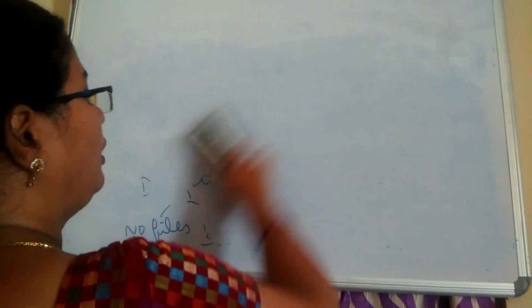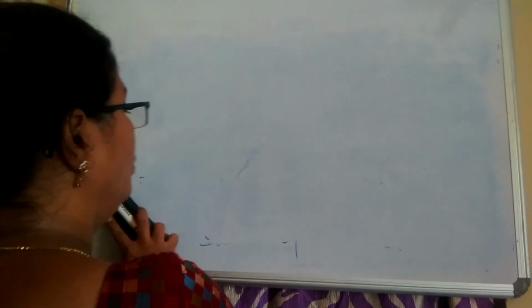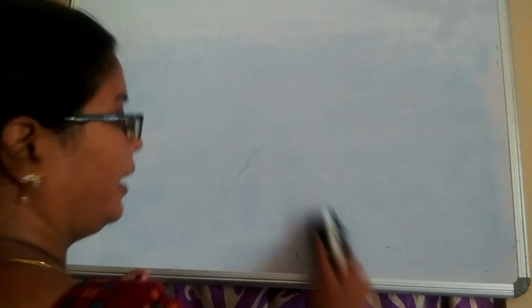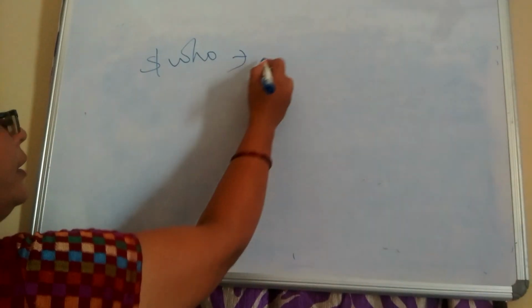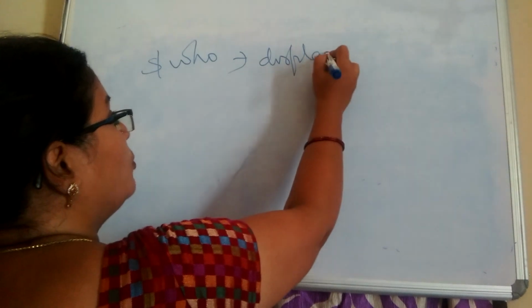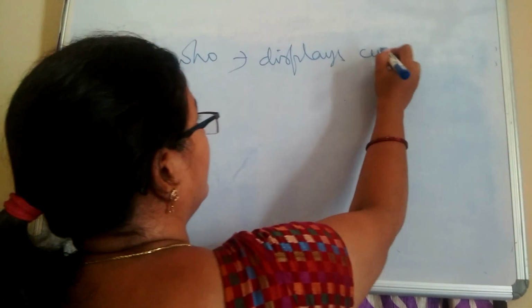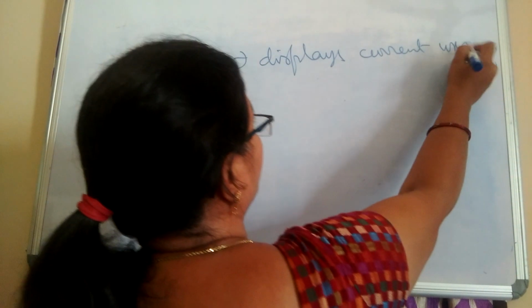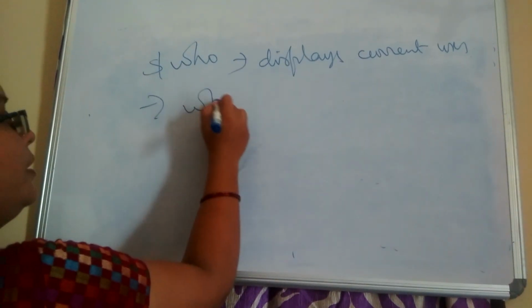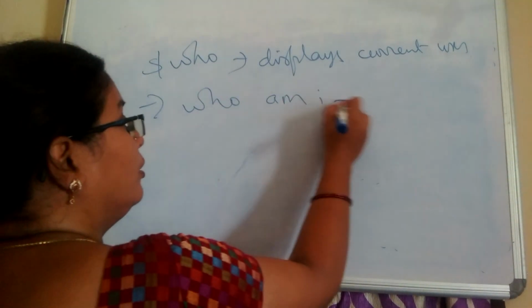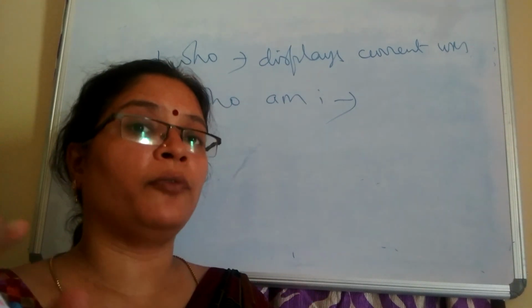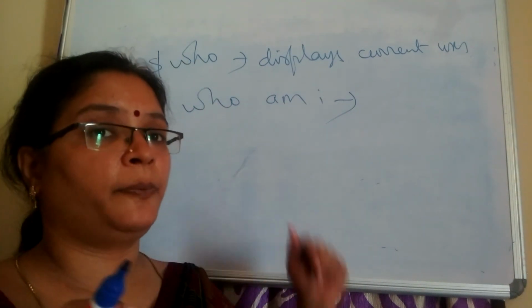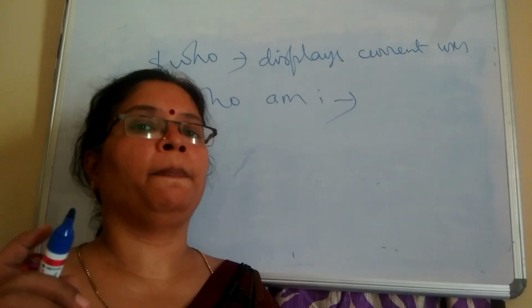Next we talk about two different commands called who and who am I. The first one is who. It displays all the users who are currently logged in. The next one is who am I. It shows on which login you are logged in, that is, the name of your logged in user. That is displayed with the help of who am I.